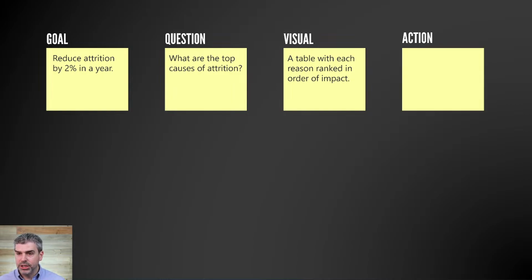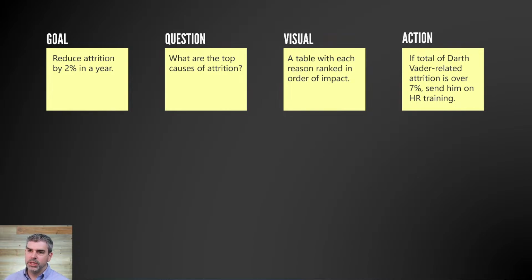And what action might be driven with this? For example, this action, right? If the total of Darth Vader related attrition is over 7%, he needs to go on HR training, right? Maybe some sensitivity training, some other things. And there's tons of actions that could come out of this.